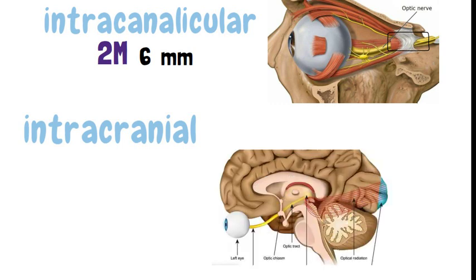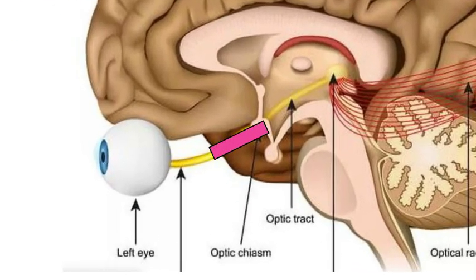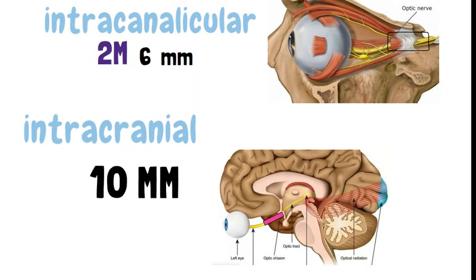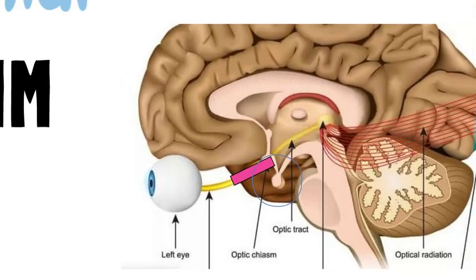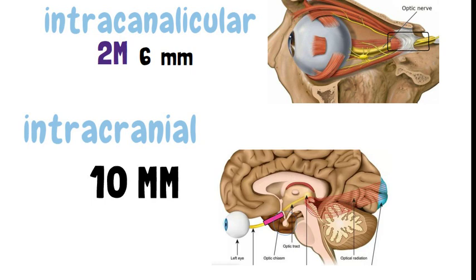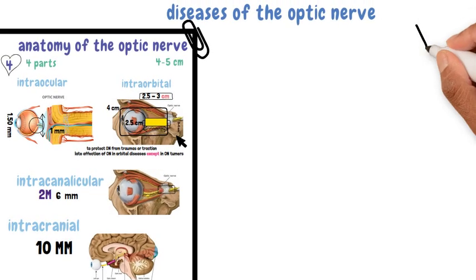The fourth part is the intracranial part, which joins the chiasm and varies in length from 5 to 16 millimeters, or an average of 10 millimeters. So it is vulnerable to damage by adjacent lesions such as pituitary adenomas and aneurysms. Quickly, intraocular part is 1 millimeter, intraorbital part 25 or 30 millimeters, intracanalicular part 6 millimeters, intracranial part 10 millimeters. So we now have an optic nerve which is approximately 50 millimeters long.